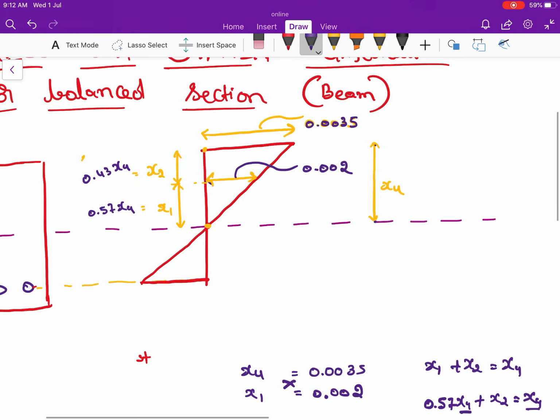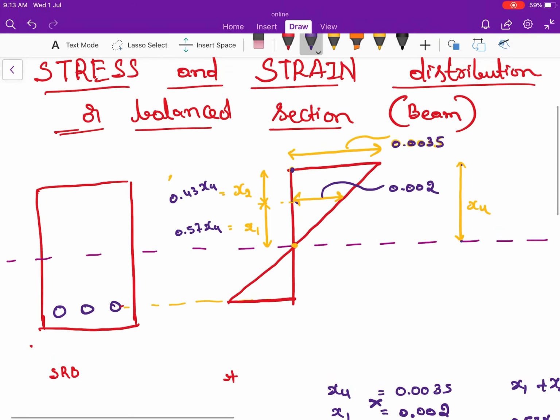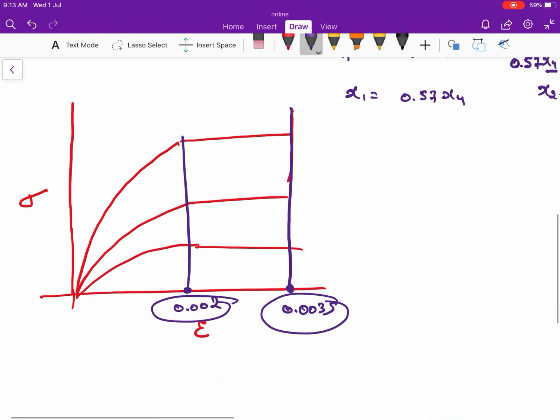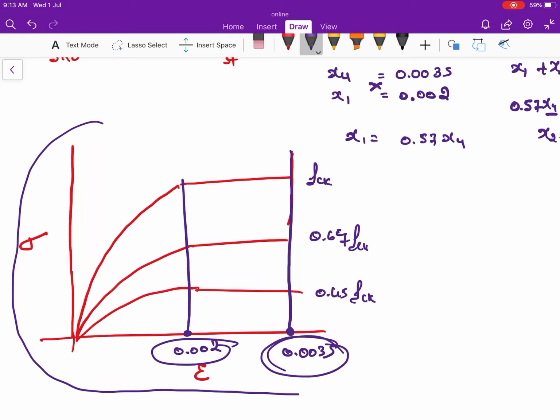So this is mainly at the topmost position. All these values are very much important. At the maximum compression fiber, it is 0.0035 and it is 0.002, where the distance is X1 and X2. These two values are inputted with respect to FCK: 0.67 FCK, 0.45 FCK. This graph I had clearly explained to you in the previous lecture series.